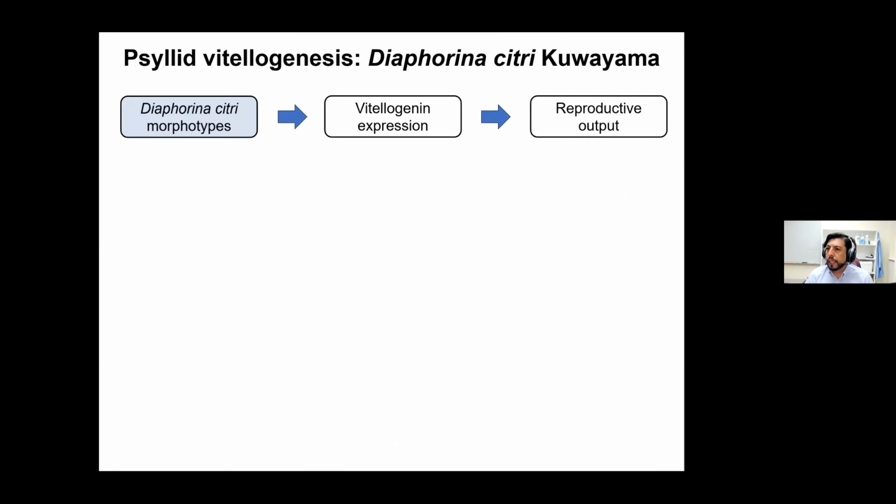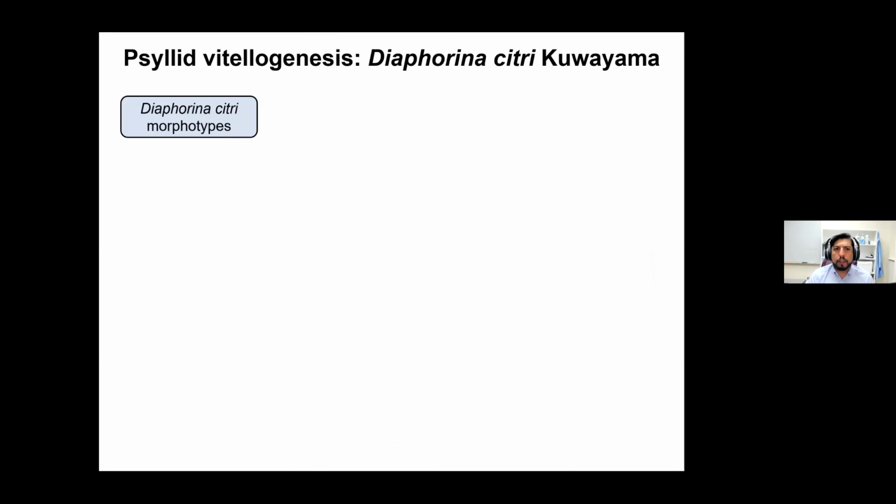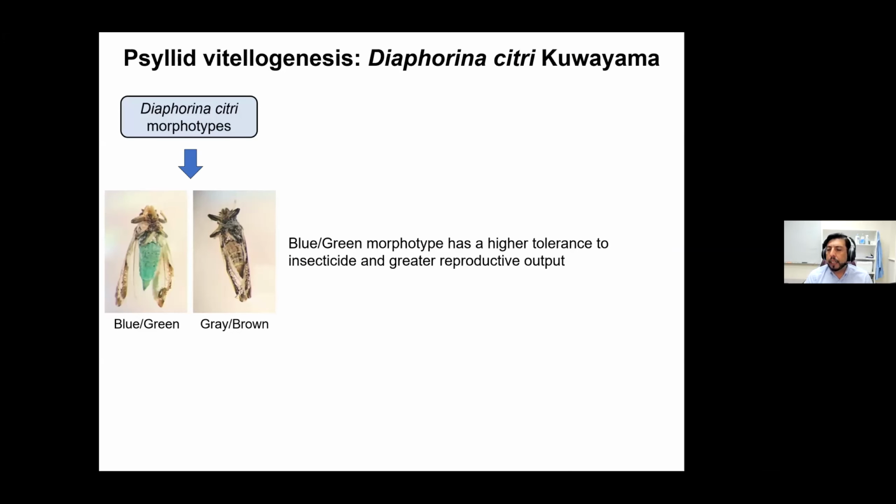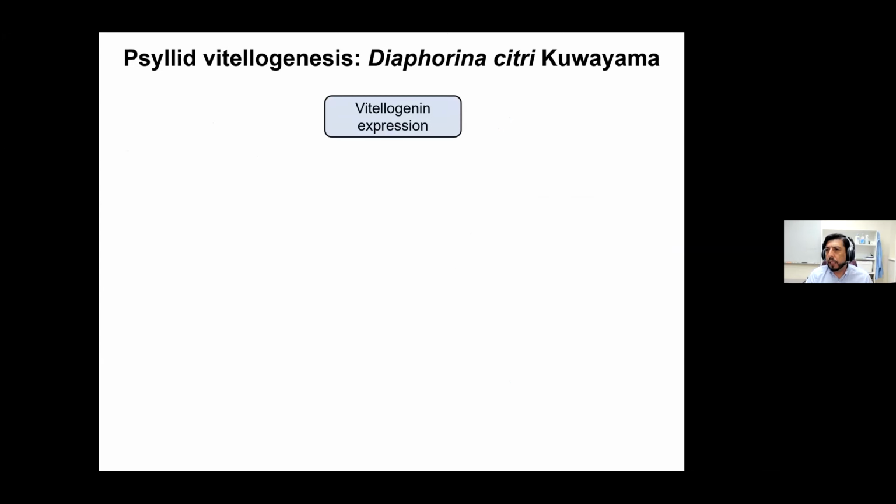So I did a similar study there. We know from the literature that Diaphorina citri has at least two different color morphotypes. I analyzed the gene expression and the reproductive output of them. These morphotypes are blue-green and gray-brown. The blue-green morphotype has been associated with high tolerance to insecticide. They can fly more than the gray, and they also have a greater reproductive output. They can lay more eggs per female than the gray female, but no one knows what the biological processes are that allow this. So, a similar approach: we identified the vitellogenin gene.